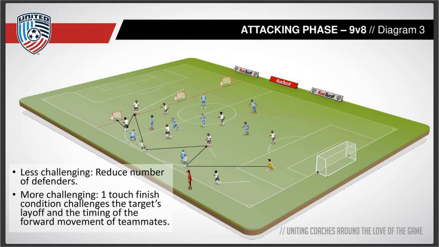Other challenges you could put into this is that once we've hit our target and he or she has laid it back, the timing of our run to support, the quality of the drop pass from the target must be such that we can just finish with a one touch. So every coach has the ability to manipulate any activity, put in some challenges or decrease the challenge depending on the response of the players. Ideally, you make it a little bit easier to start with, and then you ramp up the challenge as they begin to get more comfortable in the activity.